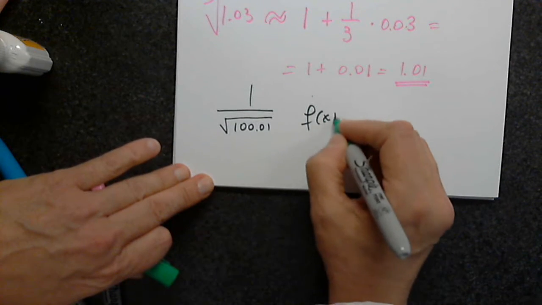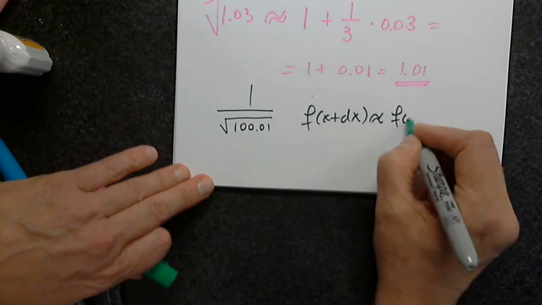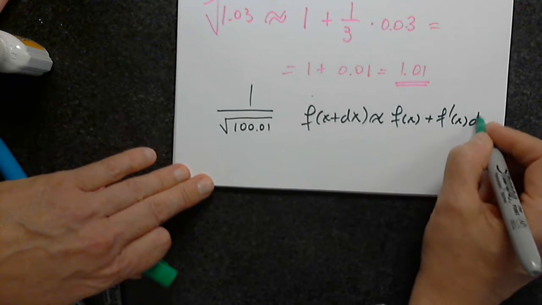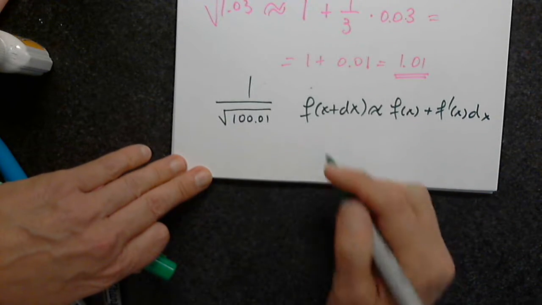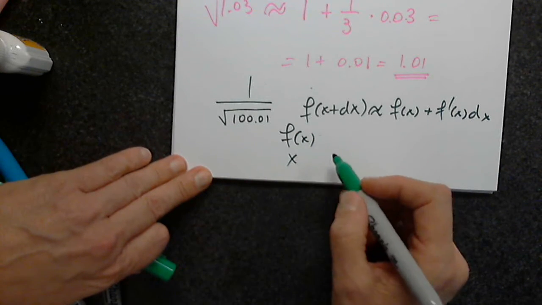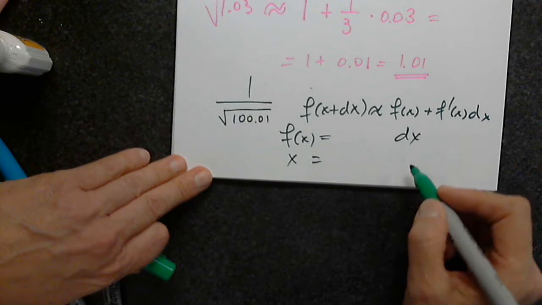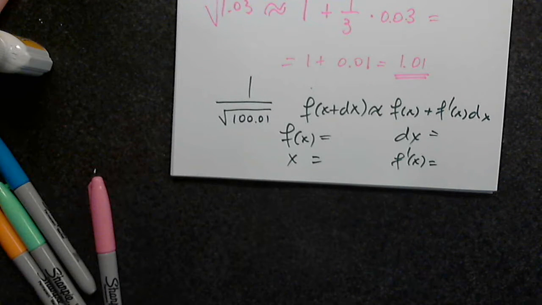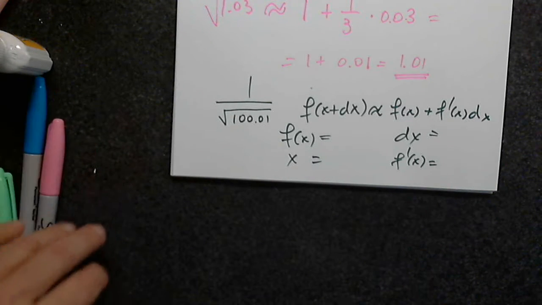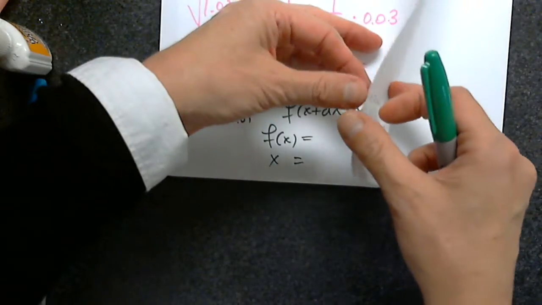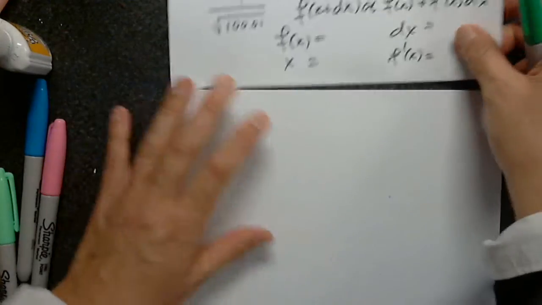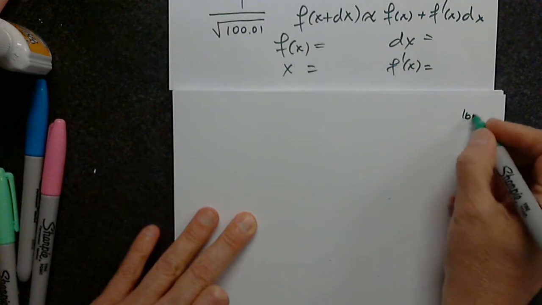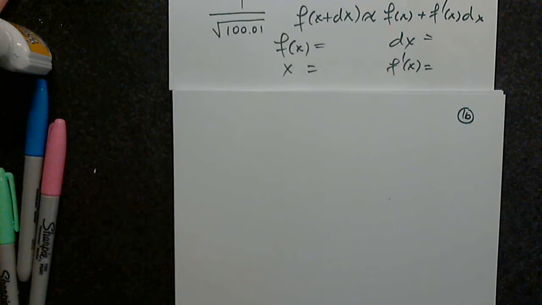So we know this is the same definition, f of x plus f prime of x dx. And we have to find f of x, we have to find x, we have to find dx, and we have to find f prime of x. Once we have all these pieces, we'll put them together in the definition, the left-hand side being 1 over the square root of 100.01. Would you like to work on this for a minute or not?